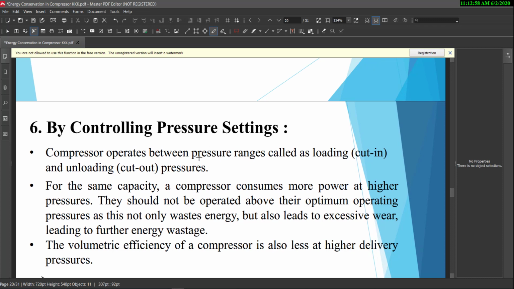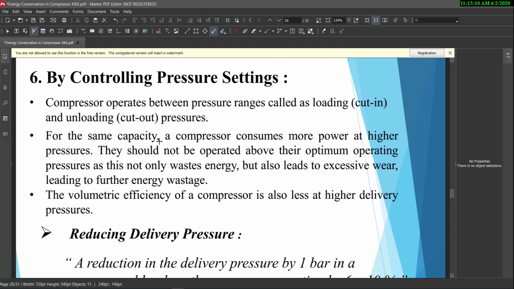The sixth factor is controlling pressure settings. A compressor operates between pressure ranges called loading and unloading, that is, cut-in and cut-out pressures. For the same capacity, a compressor consumes more power at a higher pressure. They should not be operated above their optimum operating pressures, as this not only wastes energy but also leads to excessive wear, leading to further energy wastage.